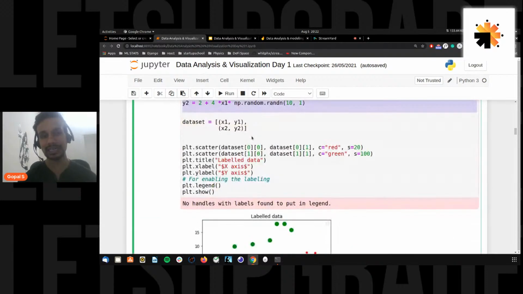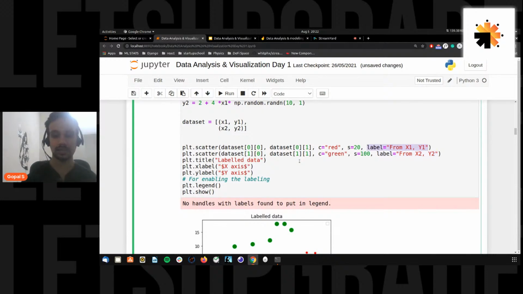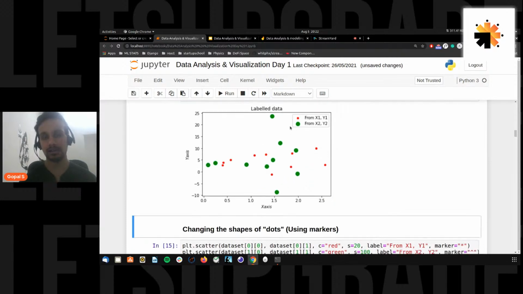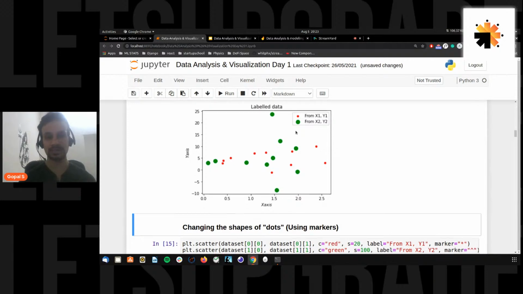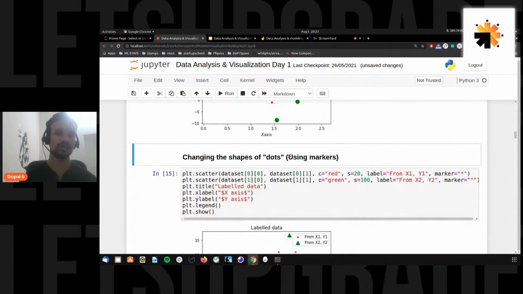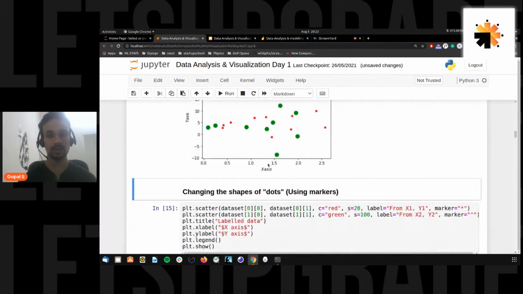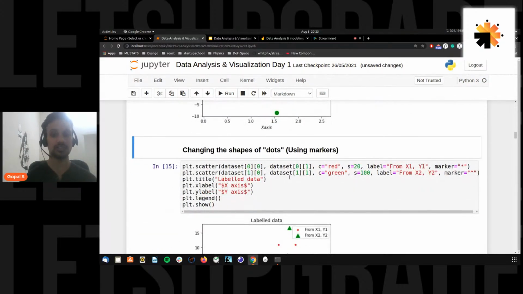In that case, it is always good practice to label your data set, or any data point per se. So now I can tell my red one is from x1 y1, and my green one is from x2 y2, right? I hope it is making some sense to you. Now, the way we did increasing or reducing the size, we can now change the shape as well, by giving a parameter called marker and giving it a certain value.